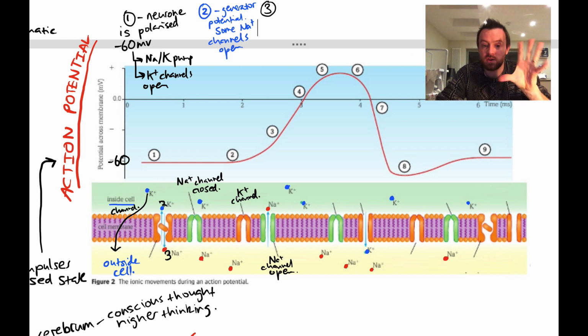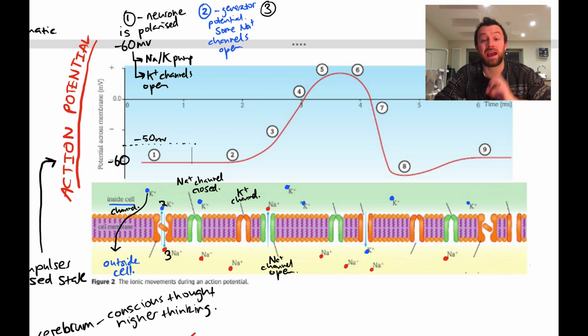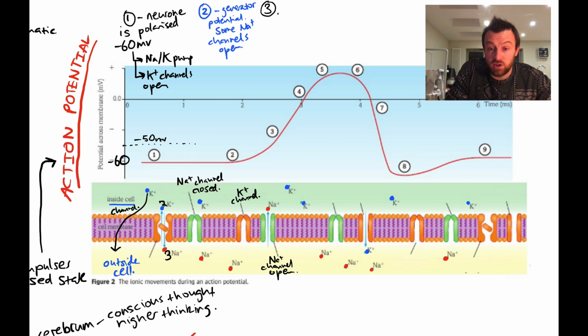Some sodium ions start to move into the cell, and they're positive, remember? So as they move into the cell, they make it less and less negative. So we have a depolarization, moving from -60 to -50, up and up and up. Once the cell reaches a threshold value of about -50, which is about here, then we get the triggering of an action potential. And once it's got to that point, the action potential will definitely occur. Okay, so at 3, we reach threshold potential.